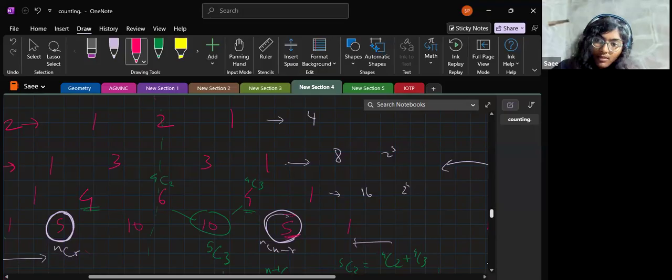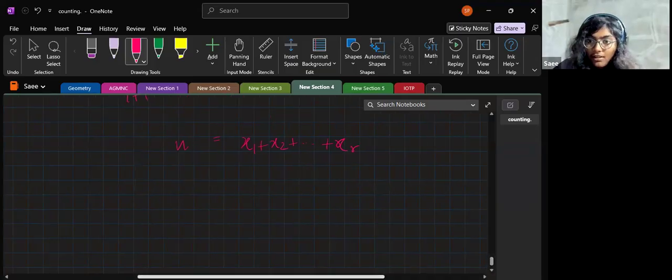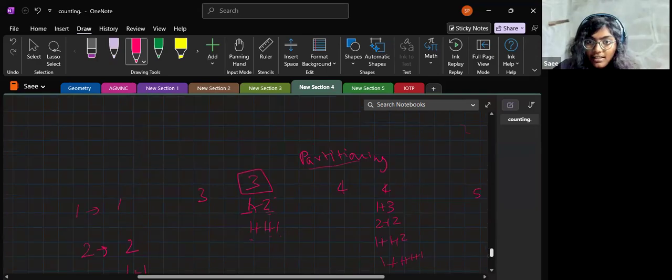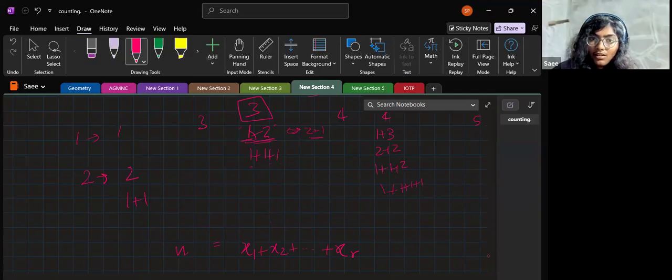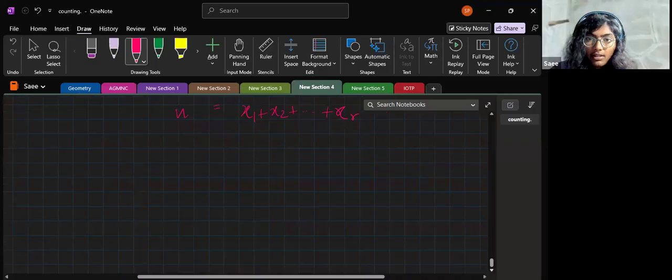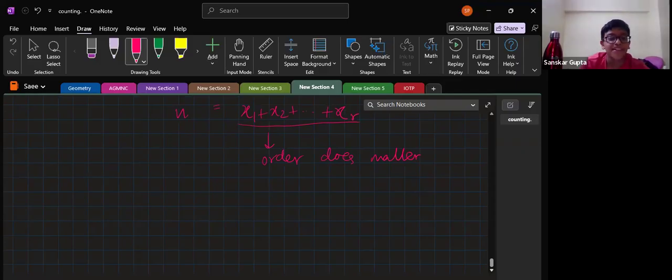Let's try to answer a simpler version of this question that we can in fact solve. The first question that Sanskar had asked is whether 1 plus 2 and 2 plus 1 are considered the same, and I had said yes. So let's relax that condition and say that 1 plus 2 and 2 plus 1 are considered two different scenarios. So you have n equal to x1 plus x2 up till xr, and order does matter. So like stars and bars.